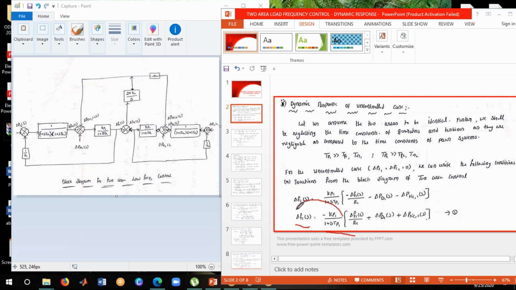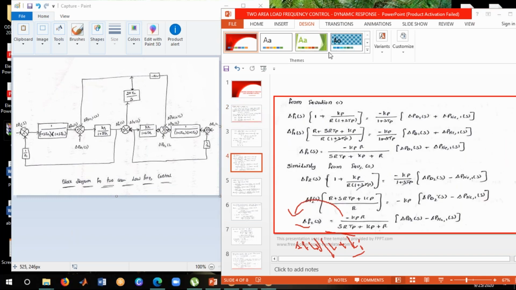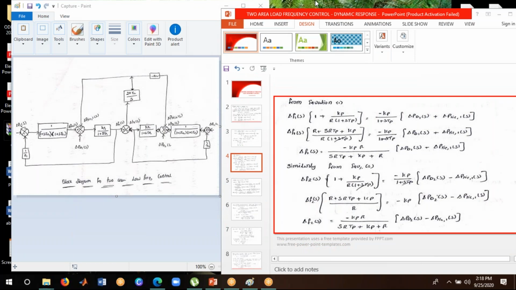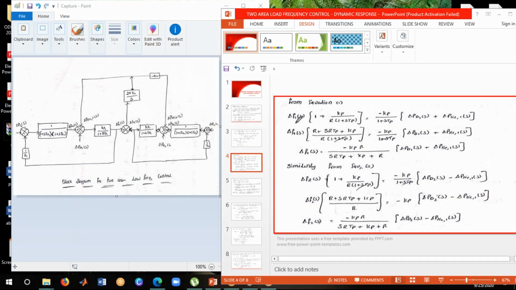Now when this factor comes to the left side, delta F1 of S into 1 plus Kp1 divided by 1 plus S Tp1 is equal to minus Kp1 divided by 1 plus S Tp1 into delta Pt1. This is the equation you will get from equation 1. What we are doing here is just arranging all the delta F1 of S as a common factor, and then bringing it to the left side.